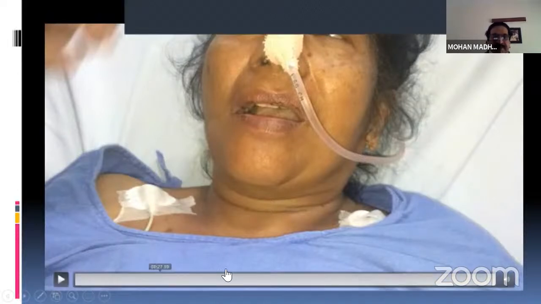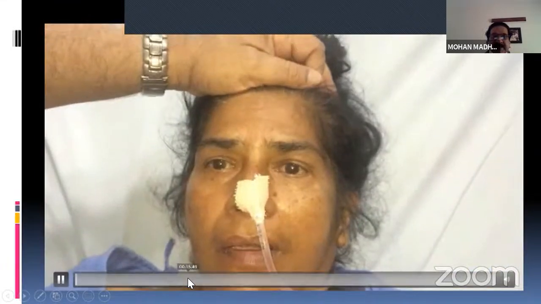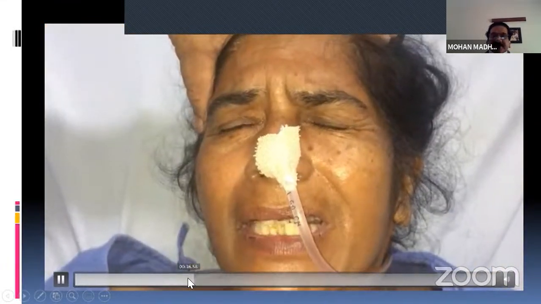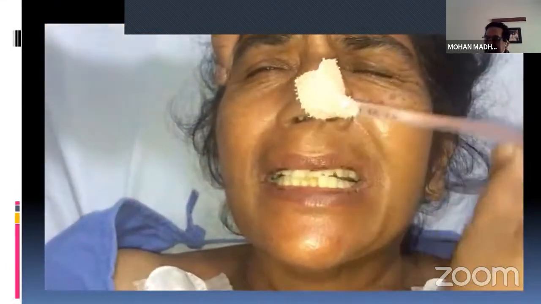Okay, I'll show one more important finding. I'll show the video once again. You can see orbicularis is deviated to the left side.